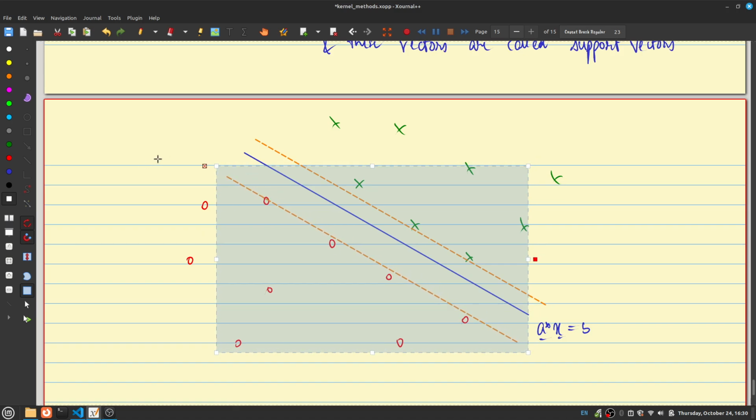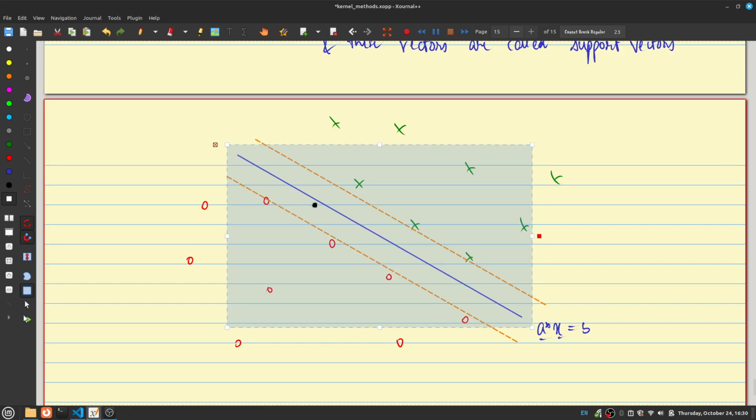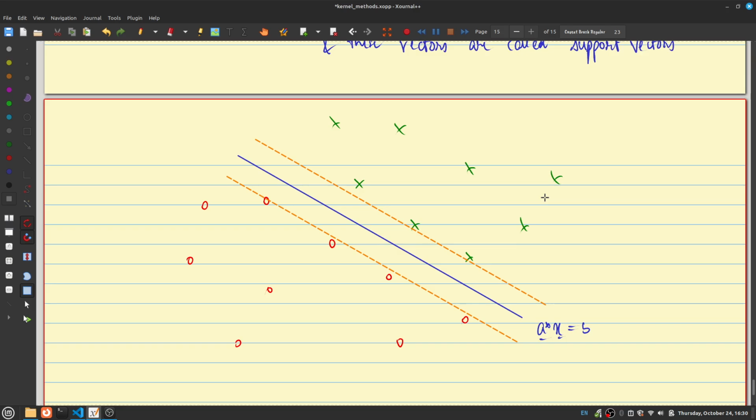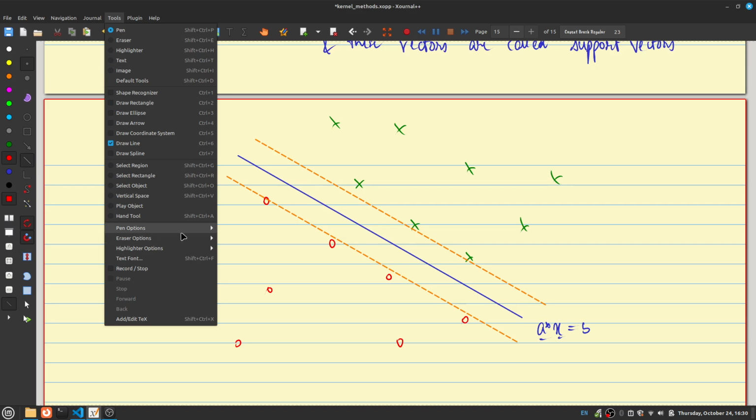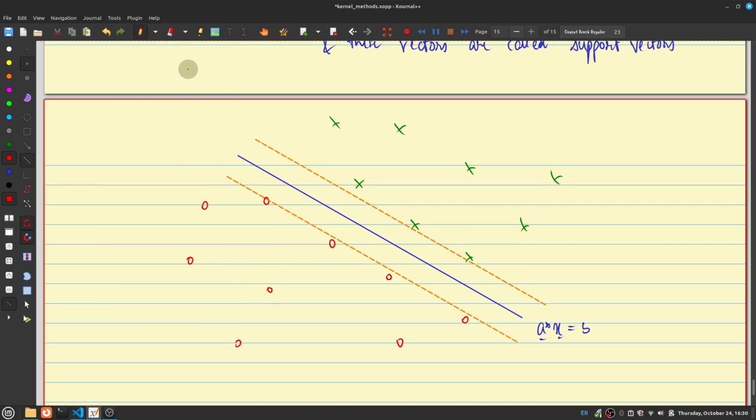Picture looks something like this. So this is my classifier, A star x equal to B star. And I have a region around this where there are no points. This corresponds to the margin.